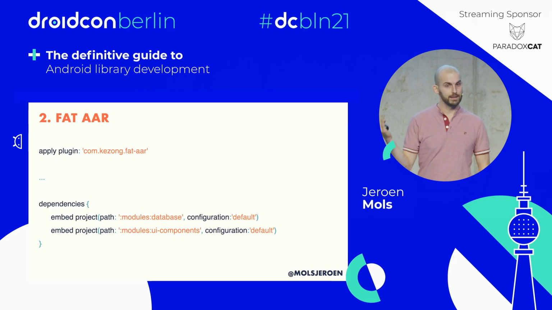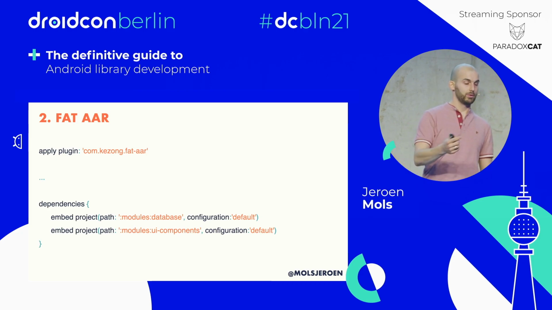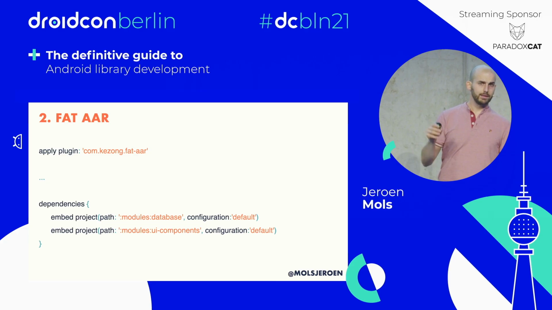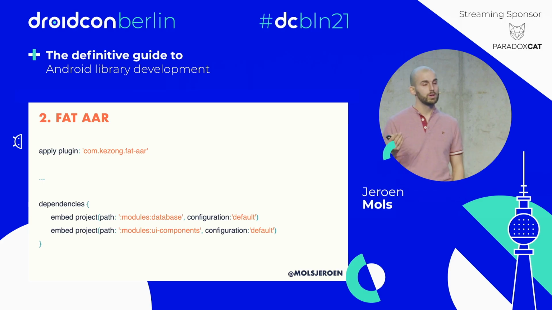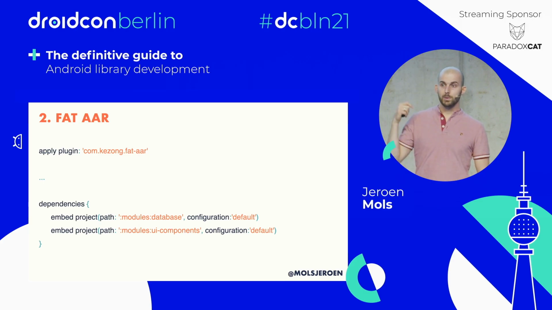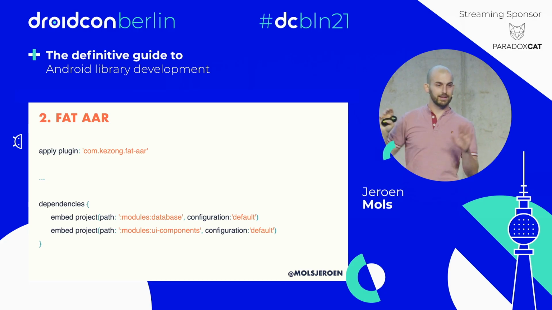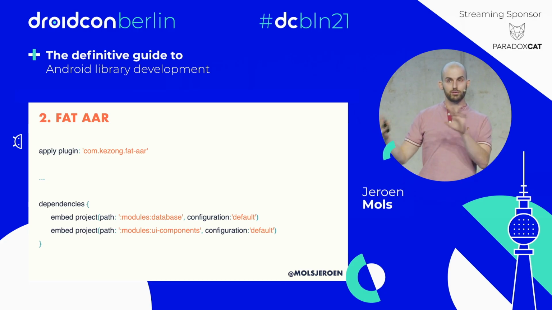Yeah, we could make a fat AAR. It's exactly the same as the previous AAR, only all of the code from the submodules will also be packaged in. It's actually fairly easy to do so. We apply a plugin, we change the implementation keywords to embed, and that's it. Now suddenly all of the submodules will be packaged in our AAR file.